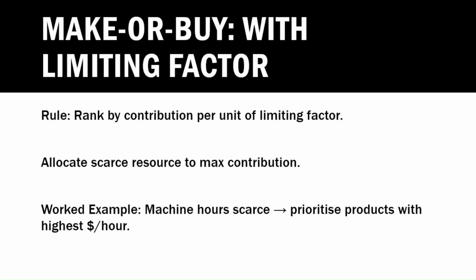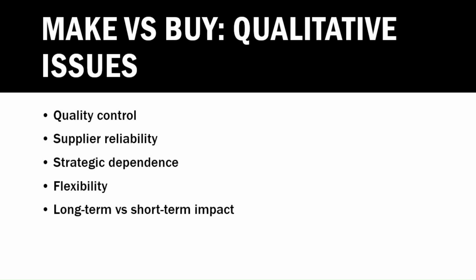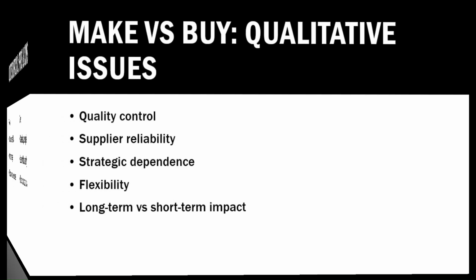Qualitative issues in make or buy. Do not forget the softer side. Quality control. Supplier reliability. Strategic dependence. Flexibility, and the long-term impact on skills and costs. These points often appear as discussion marks in examinations.